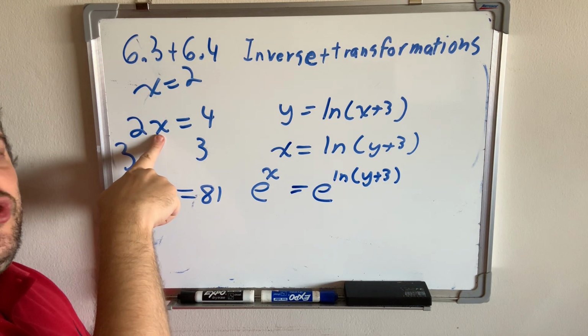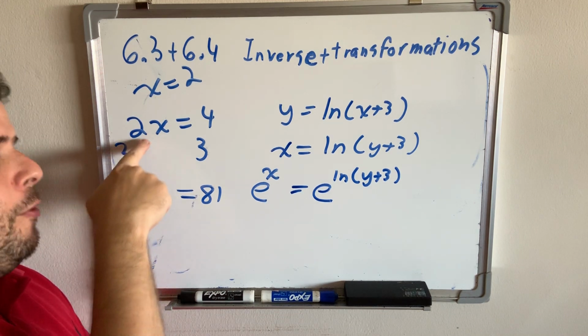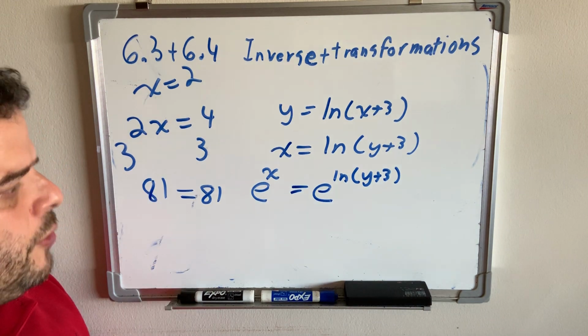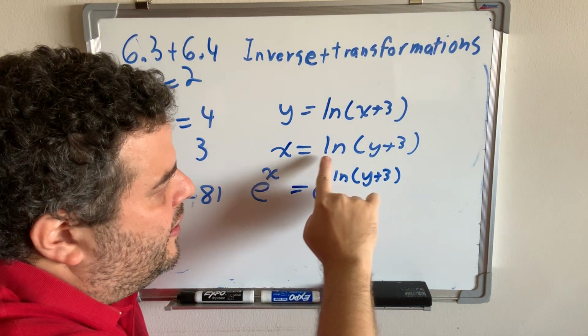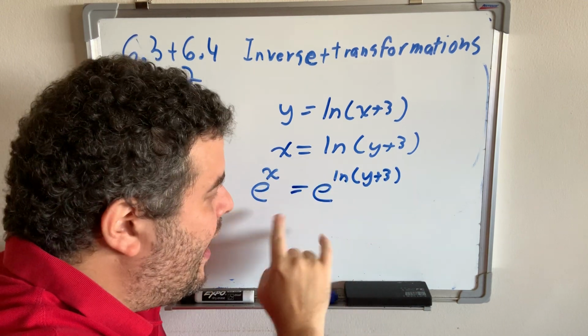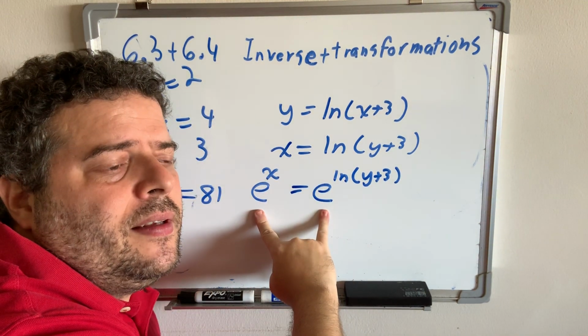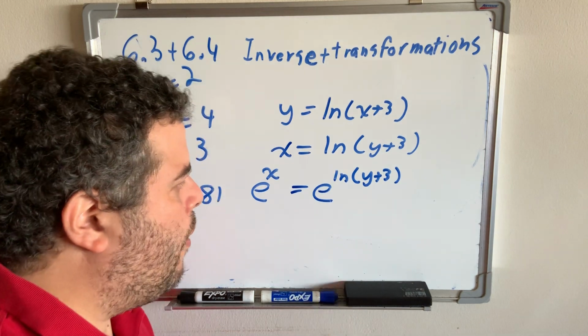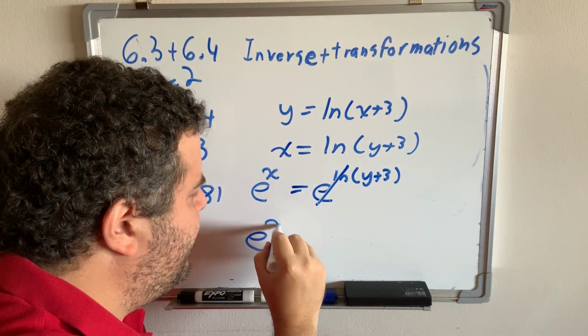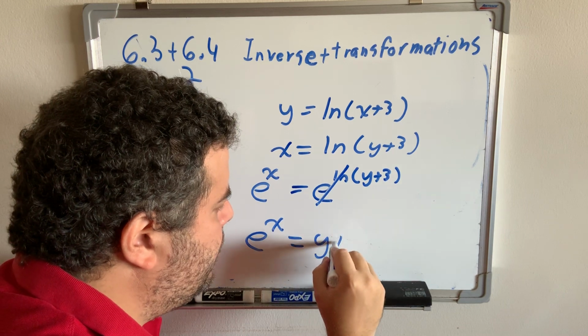If I change this to a 2, it's going to become 3 to the 4th power, the same thing I have here, which is also 81. So again, to get rid of this natural log that has a base e, I have to raise both sides with an e base. Now what's going to happen? This cancels this out and I'm left with this particular expression.